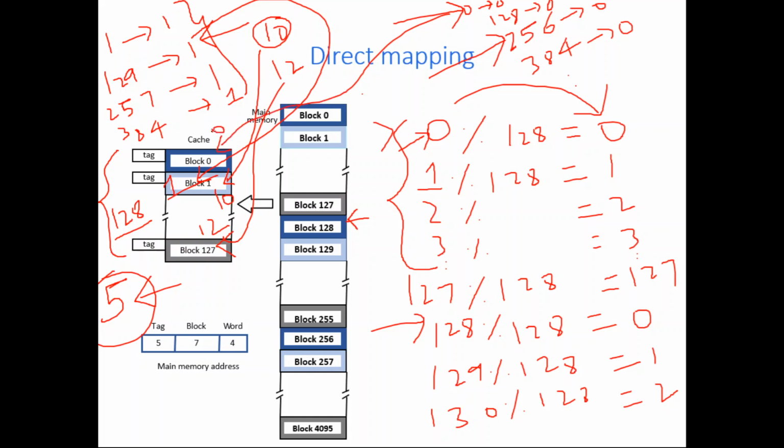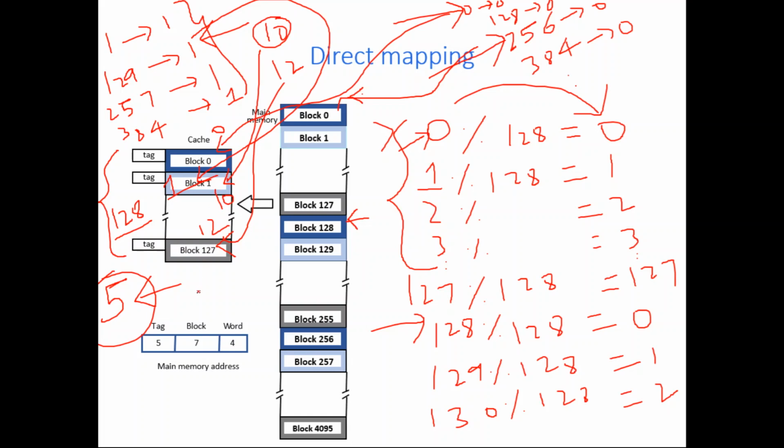Now where should block 256 go? Block 256 also should go to block 0. It cannot take any other blocks. But is there sufficient space in the cache memory? Yes, there is a lot of space, but still block 256 cannot use it. This particular block 256 of main memory cannot use those empty spaces. It should be kept only in block 0 of the cache memory. So this is a restriction.